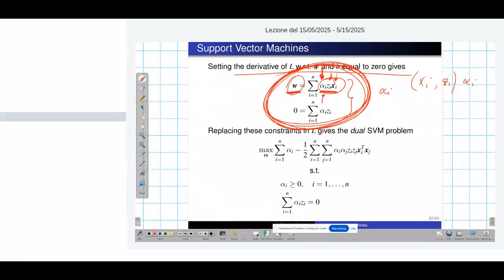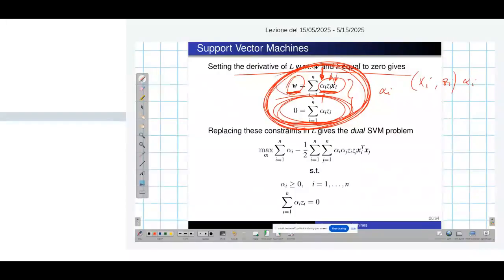This tells us that an optimal SVM solution can be expressed as a linear combination of the training set samples. And then we have a second constraint that derives from the fact that we must take a zero gradient, a zero derivative value of the Lagrangian with respect to the bias term B.